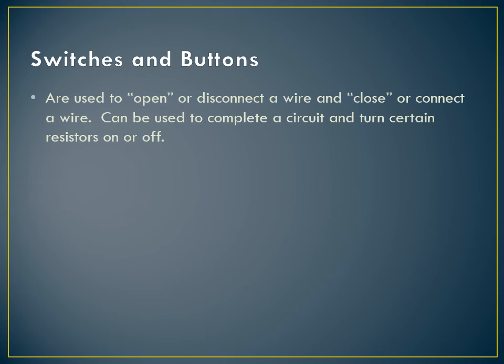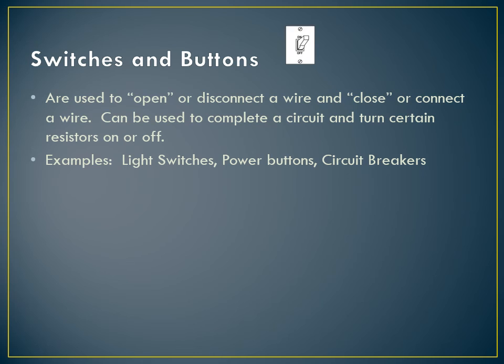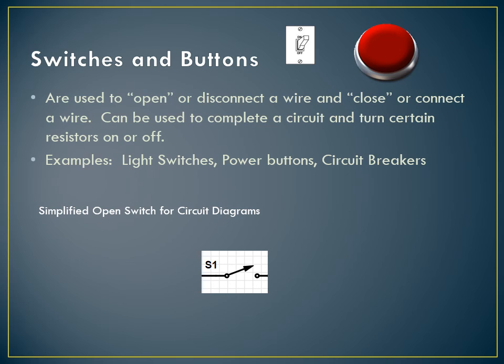The last thing is not required, but often present in circuits, which are switches and buttons. These are used to open or disconnect a wire, or close or connect a different wire. And of course, they can be used to complete a circuit and turn resistors or capacitors on or off in the circuit. In your house, you have lots of switches, light switches, power buttons. The circuit breakers in your garage are pretty useful as well. When you see a switch in the circuit diagram, it usually just looks like sort of a gap in the circuit that could be connected.